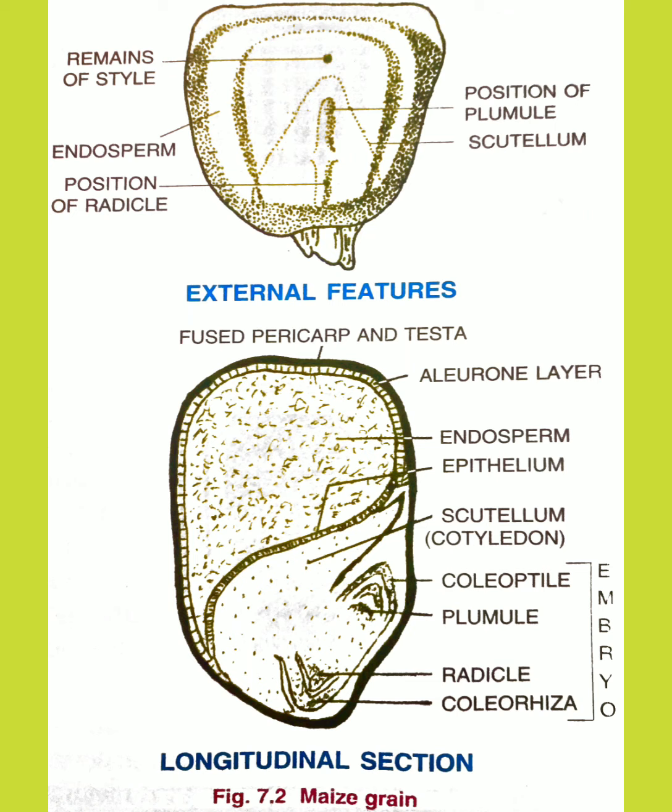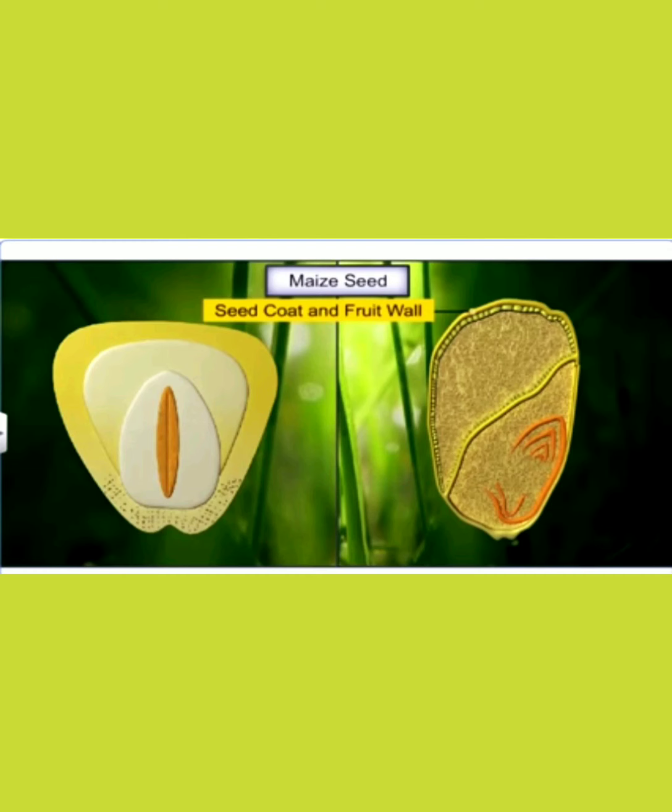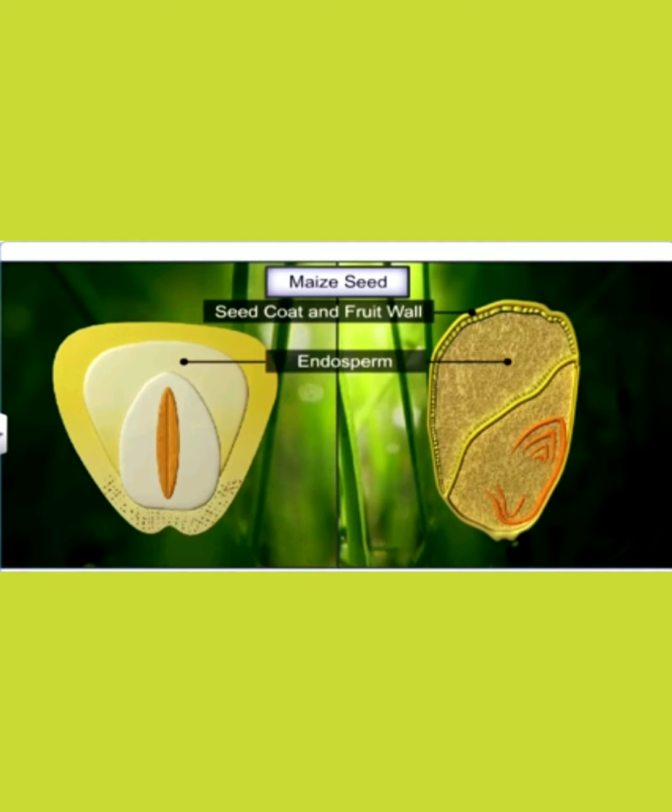Like dicotyledonous seeds, the outermost covering of monocotyledonous seeds is also known as the seed coat. For example, the maize seed has a membranous seed coat that is usually fused with the fruit wall. Monocotyledonous seeds can be endospermic or non-endospermic. The endosperm of maize is bulky and stores food, while the embryo is tiny and placed in one end of the endosperm.